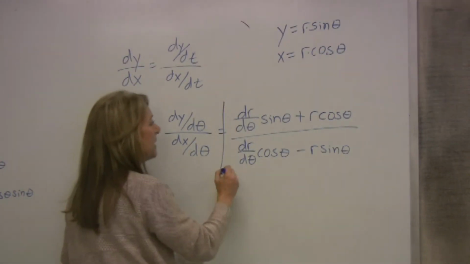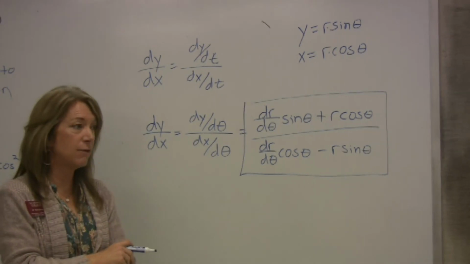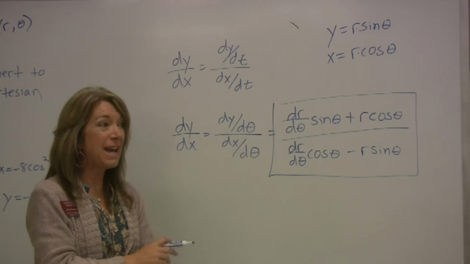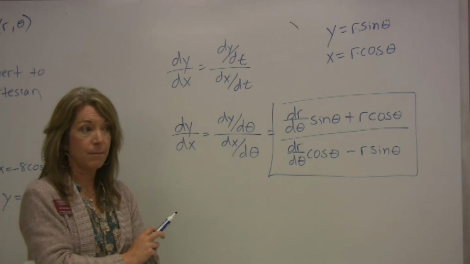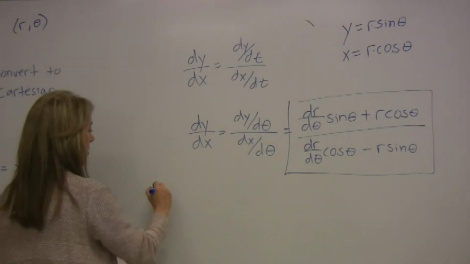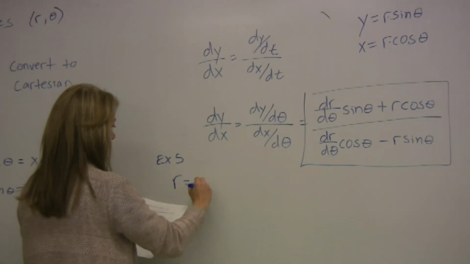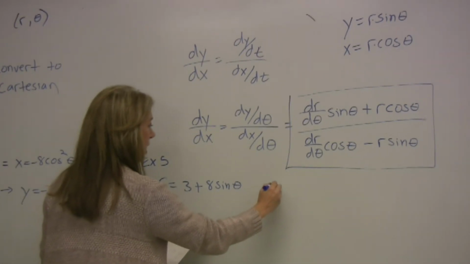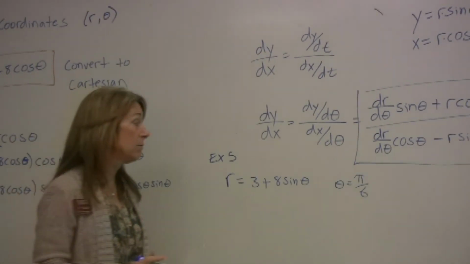So this is how you're going to find the slope of the tangent line for anything that's in polar. You do not have to memorize this formula. I will give it to you. So if I ask for an equation of a tangent line, you just have to plug all that stuff in there. It's similar to what we were doing. So that last example, example 5, says r equals 3 plus 8 sine theta, and at theta equals pi over 6, it wants us to find the equation of the tangent line.